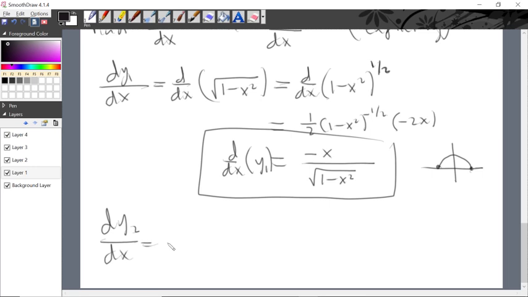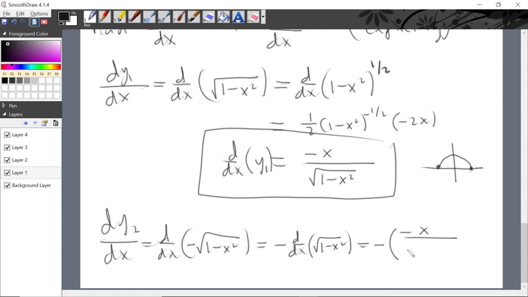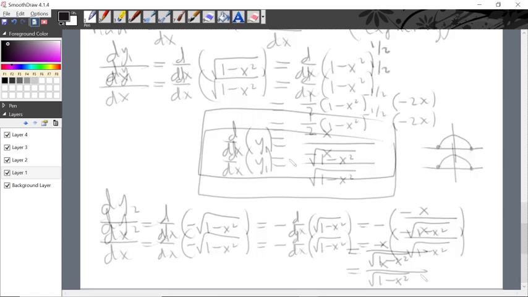dy2/dx, the derivative with respect to x of the negative square root of 1 minus x squared. Okay, so we can factor out the negative, and then it's the same as the derivative we just found otherwise, right? We take the negative out as a constant, so we have the derivative of the square root of 1 minus x squared. Well, then the answer to that is going to be negative this answer right here, so the opposite of the answer that we got above. And that simplifies as x over the square root of 1 minus x squared.